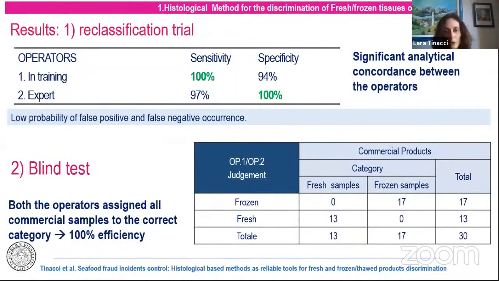Speaking about the result of this final validation, the reclassification trial offered the opportunity to underline a really high sensitivity and specificity of the method and a significant analytical concordance between the 2 operators. And the blind test confirmed the 100% efficiency of the grid that was prepared during the study.